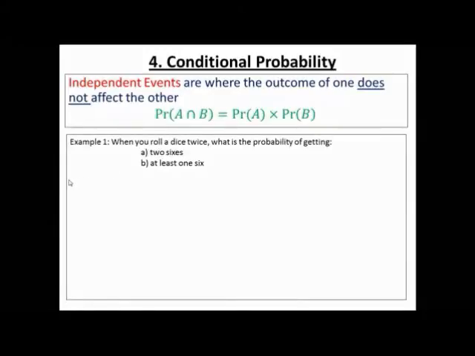Okay, in this video, we're going to start by just revising what we mean by independent events, and then we're going to go on to look at dependent events. So first of all, independent events are where the outcome of one event doesn't affect the other.